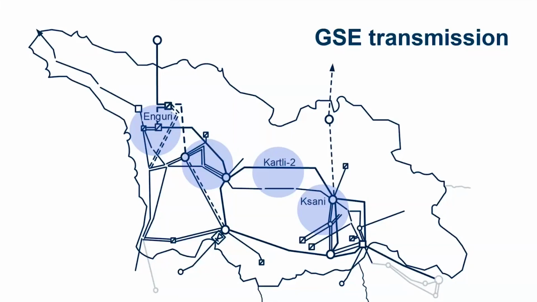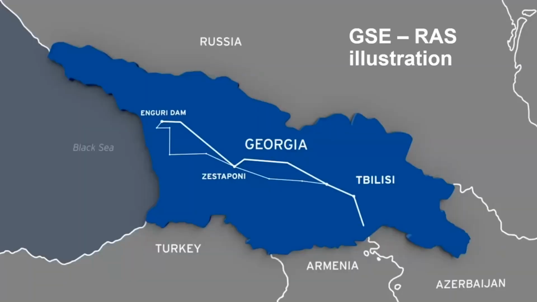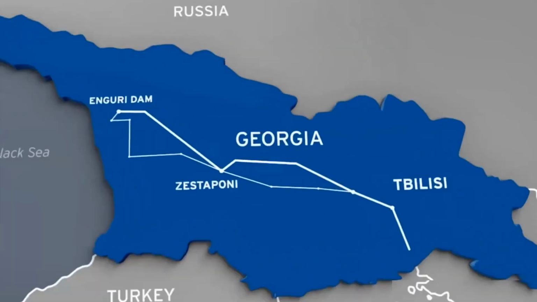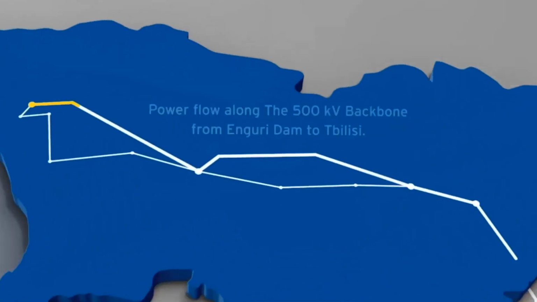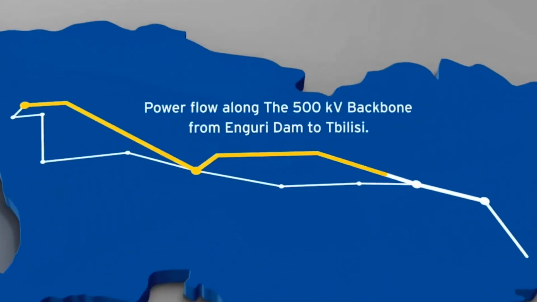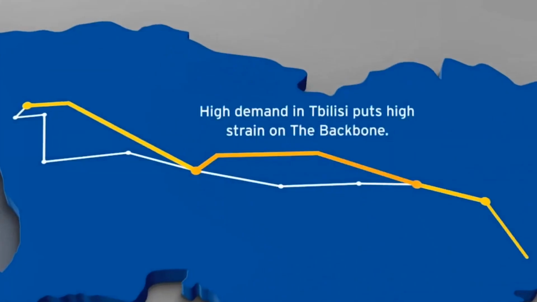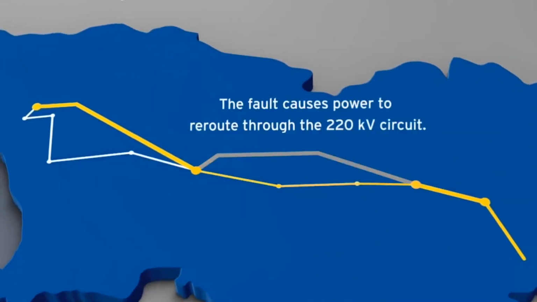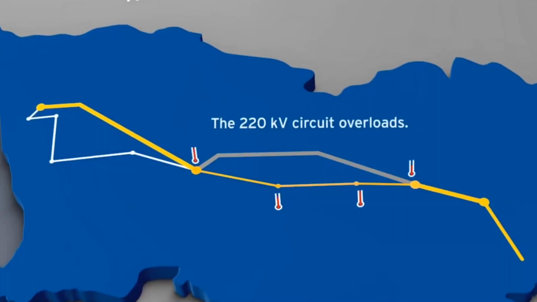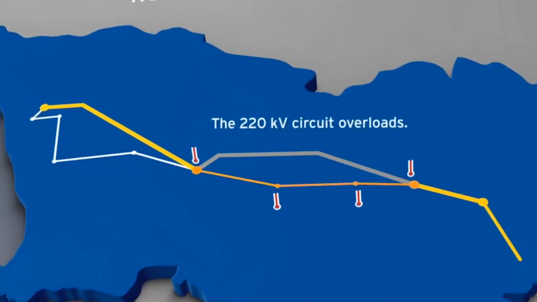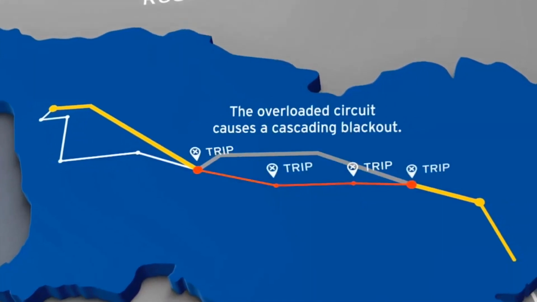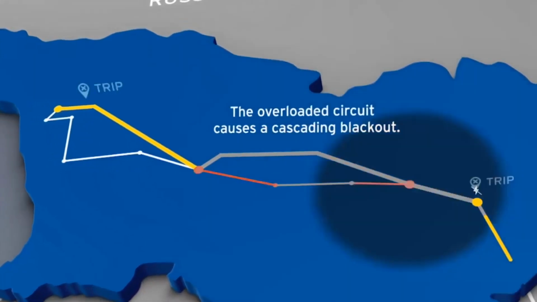Let's see an example of what happens in the case of a line outage. The power flows along the 500 kV transmission network from Inguri Dam to Tbilisi. High demand puts additional stress on the transmission network. When a line between Justaponi and Tbilisi trips due to a fault, the underlying 220 kV network gets overloaded and they trip, causing system separation and eventually a system-wide area outage.